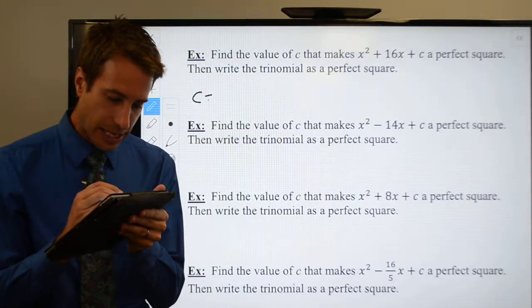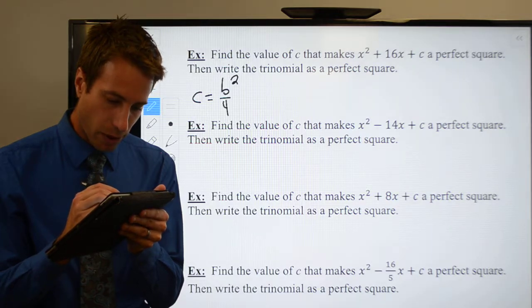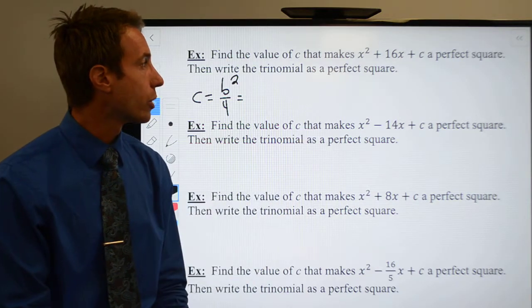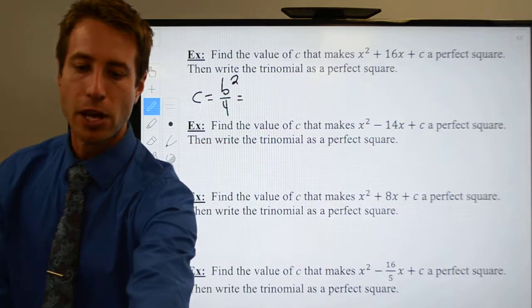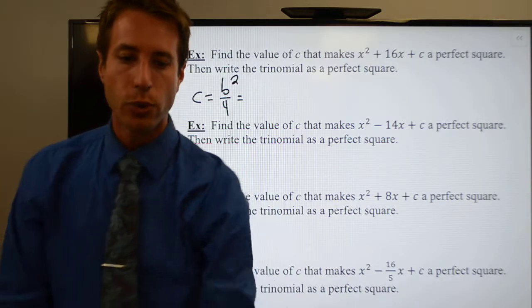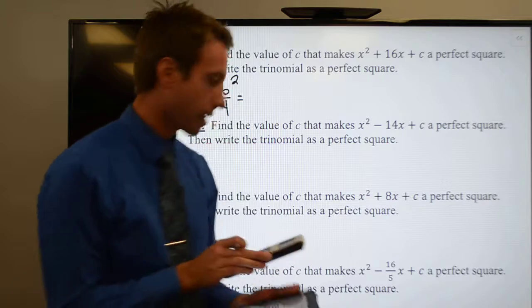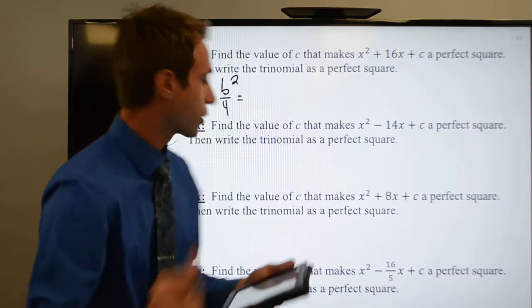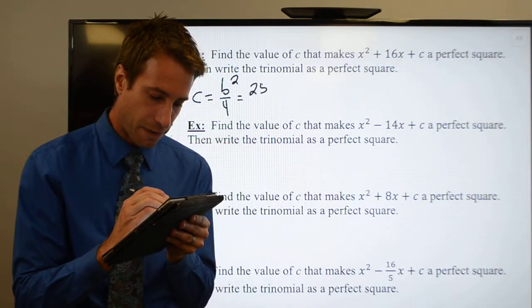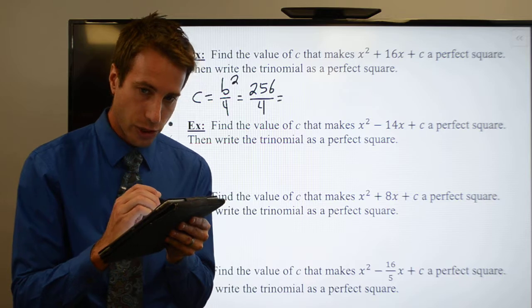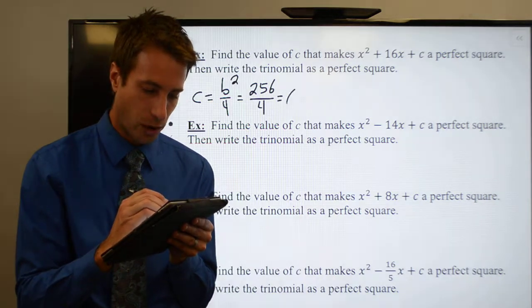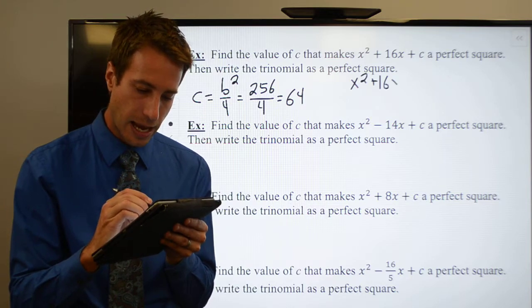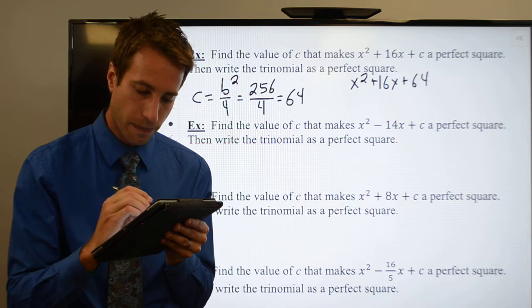I need c to be equal to b squared over 4. Well, I think you guys, again, like I said, can probably do these in your head. So we're going to do my b is a 16. So I would have to do a 16 squared, which should be, let's see here, I got a calculator right here. 16 times 16. 256. So I'm going to wind up with 256 divided by 4, which comes out to be 64. So that means then that I have x squared plus 16x plus 64.